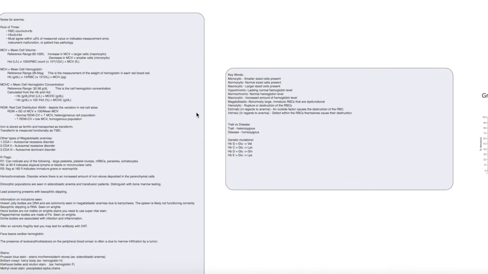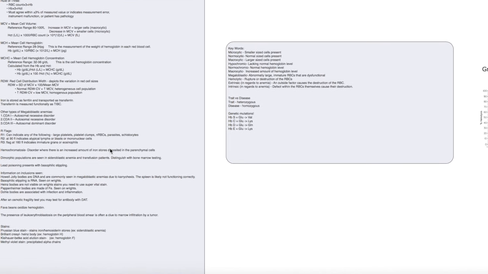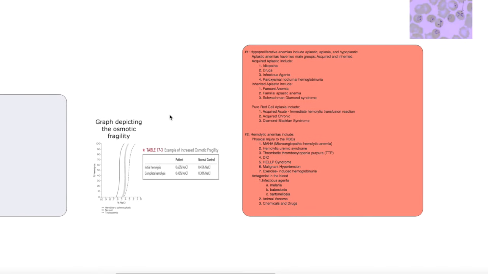At the very bottom of the page, I have a lot of the notes for anemia that I've pulled out, and this includes a lot of the lab notes as well, like the MCV calculations and all of that, and your flags. So you might want to take a look at those, and I put some keywords and definitions here as well. She mentioned that the osmotic fragility might be on there, so I know that we had a question, or maybe two questions on a quiz and a test about that, so I stuck that chart on there as well.